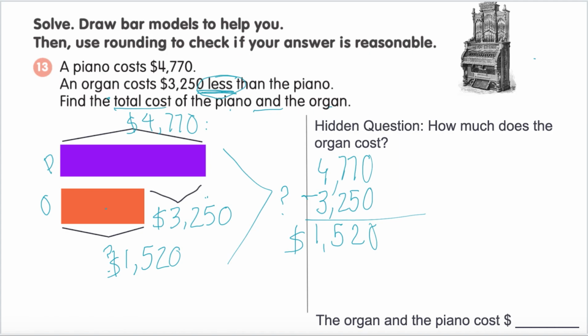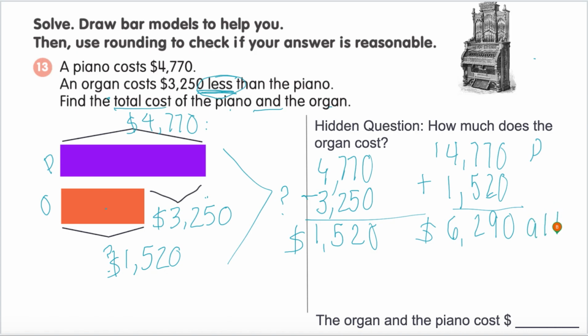My second calculation is going to be the cost of the piano plus the cost of the organ that I now know. And I want to use addition because I'm finding out the value for how much in all. And now I use addition to find the value of how much both items cost in all. $6,290.